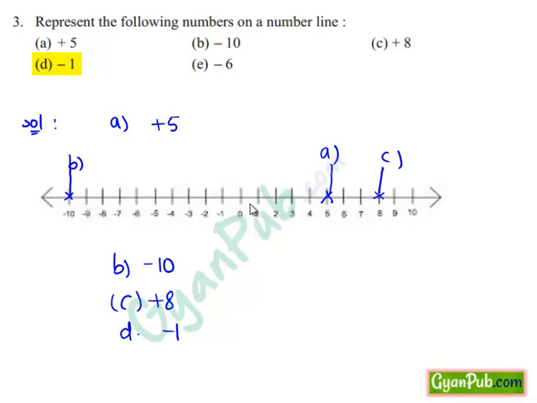D, minus 1. Minus 1 is a negative integer. It lies on the left side of 0. So mark minus 1, like this. D. And E, minus 6. Minus 6 is a negative integer. It lies on the left side of 0. Then mark it as E.